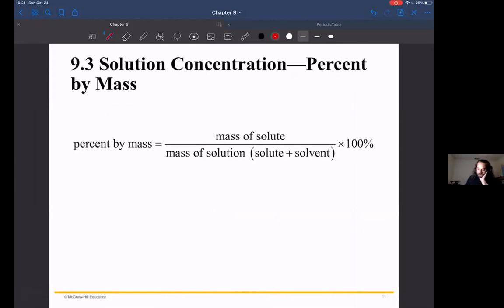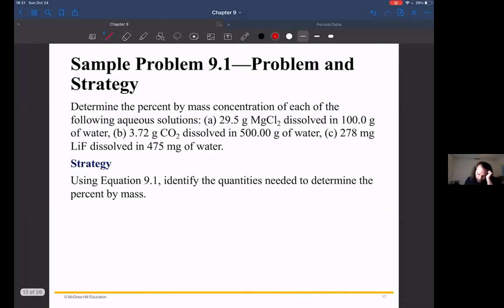So this is the mass of the solute divided by the mass of the solution times 100. And the mass of the solution is both the solute and the solvent, right? So this is going to be a key part of how we calculate this. We're going to have the mass of the solute, and then we're going to have to add the solute and the solvent to get our denominator here. Multiply that by 100, that will give you your percent mass. Okay, so let's look at a few problems here.